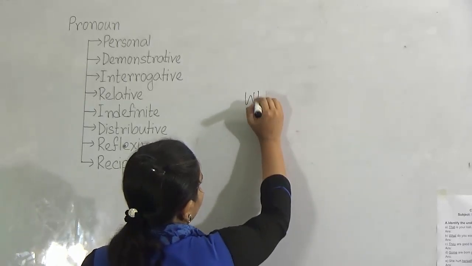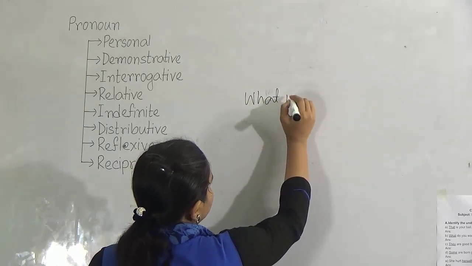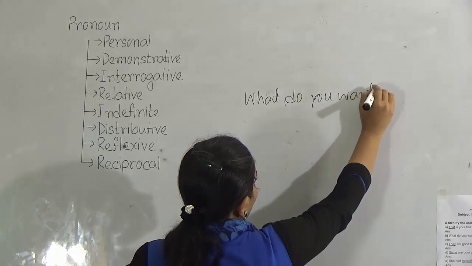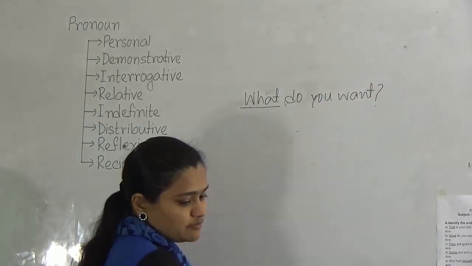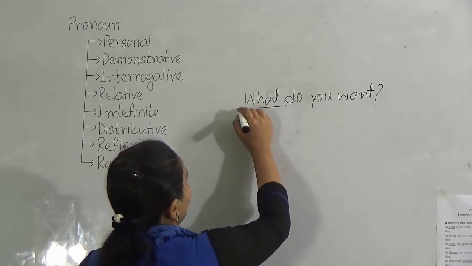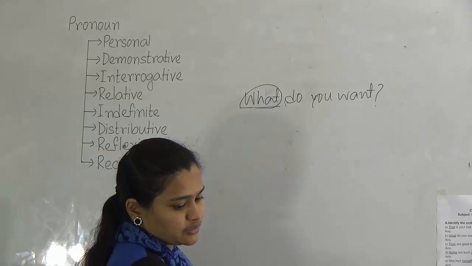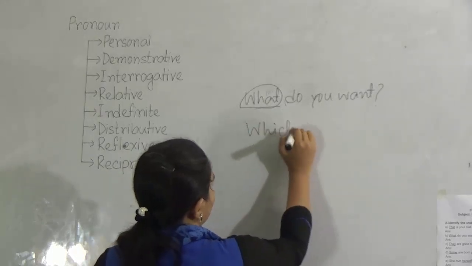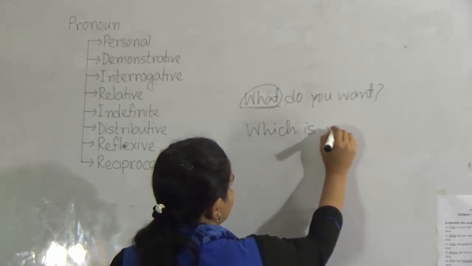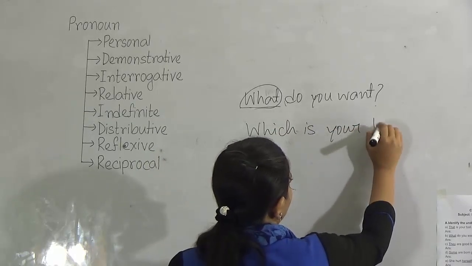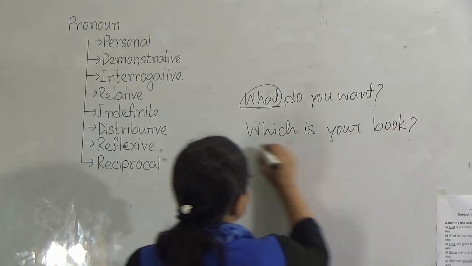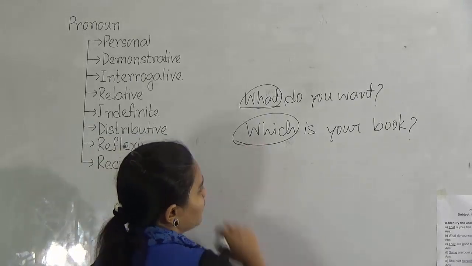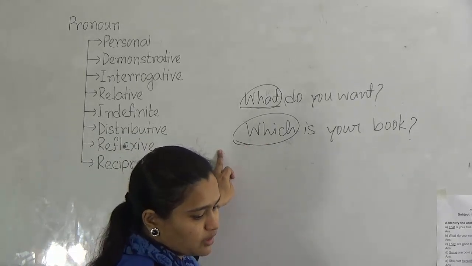Now look, what do you want? This one is what? Interrogative pronoun, because we use what for asking a question. Then we can also say, which is your book? We also use here this pronoun, that means which, for asking a question, right? So those are called what? Interrogative pronoun. So it's very easy.